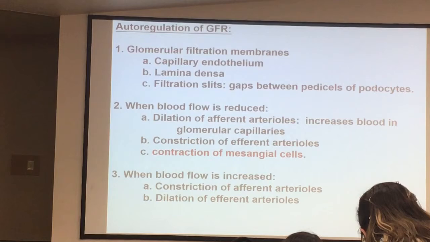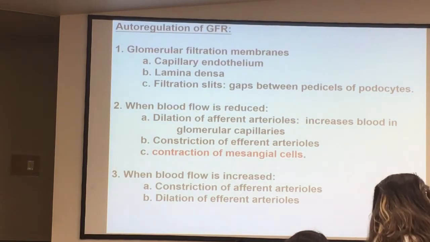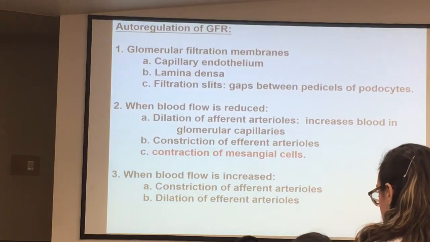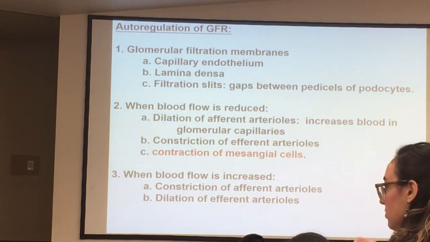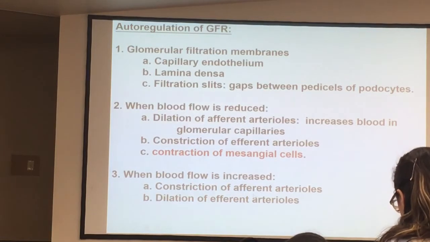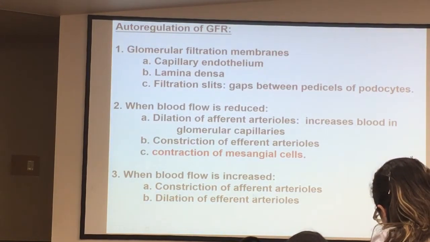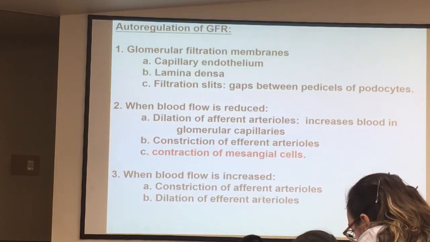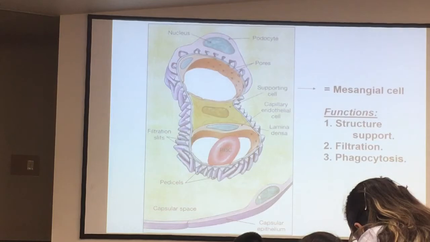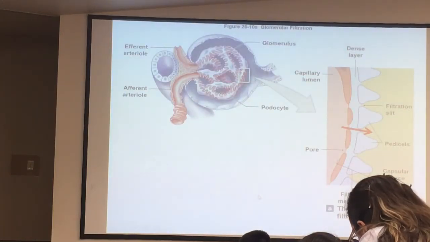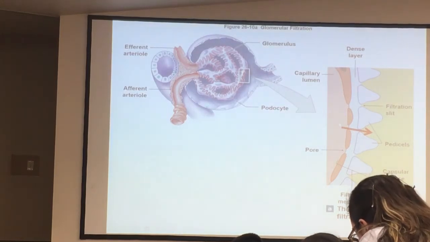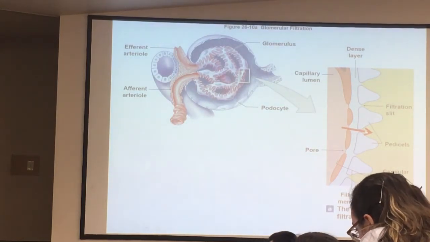So that's one factor. If the blood flow is increased, we have too much volume, too much water coming in, so no welcome. We constrict the afferent arteriole, and when it goes out, we dilate the efferent arteriole. That's the reverse. All right, and it just shows how the fluid comes out from the gap here, which we call the filtration slit.